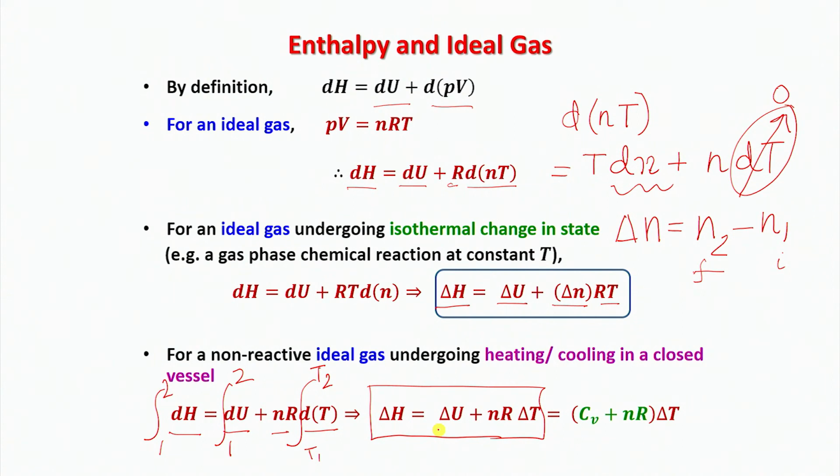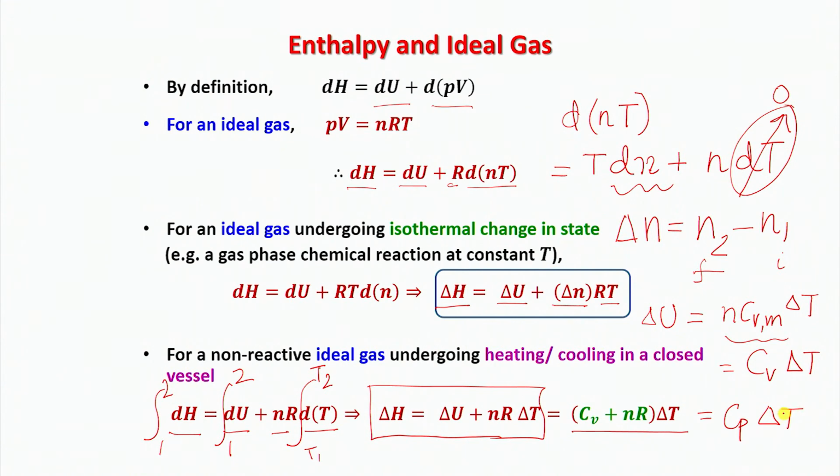Now since it is an ideal gas, we have already seen that delta U is equal to n Cv,m into delta T. Or if I represent n Cv,m as just Cv into delta T, then I can very easily write that delta H now is Cv plus nR into delta T. And what is that quantity? That must be Cp into delta T, where Cp is the specific heat of the n moles of the ideal gas which is undergoing heating or cooling in the closed vessel.